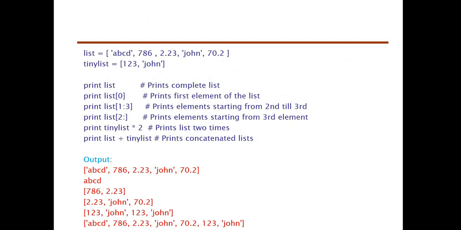These are the examples. As you can see, print list prints the complete list. The second one is print list 0. It prints the first element of the list. Print list 1 colon 3 prints elements starting from the second till the third. Apart from this, print list plus tiny list prints the combined list. As you can see, the output shows abcd, 786 and so on.